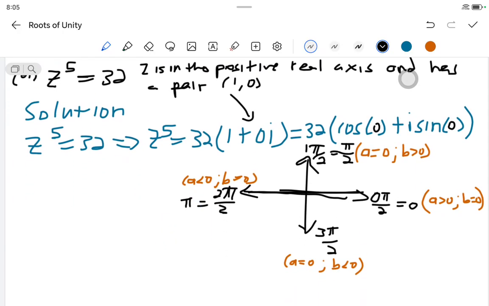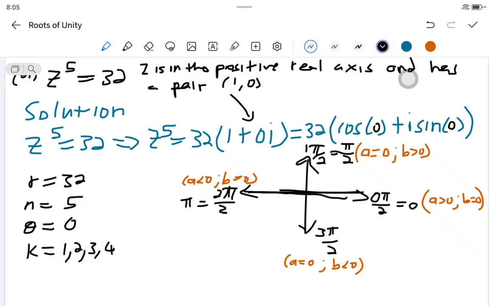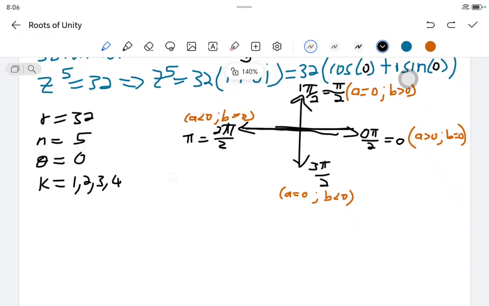So it means that already we know that our R is going to be 32 and our N is going to be 5, and our theta is going to be 0, and also our K is going to be 0, 1, 2, 3, 4. Remember, this is saying up until n minus 1. N minus 1 is 4. We only need these. Now we come and write the formula.